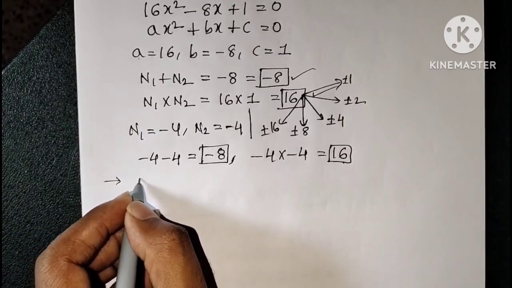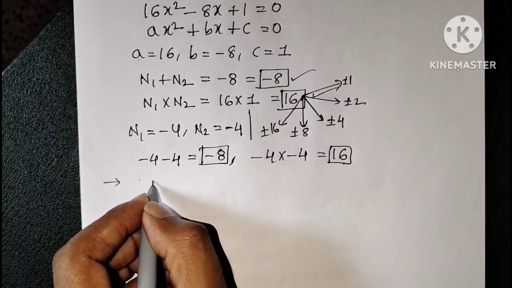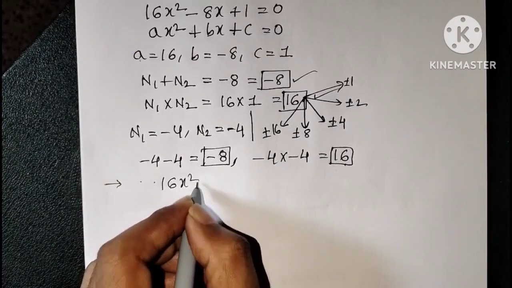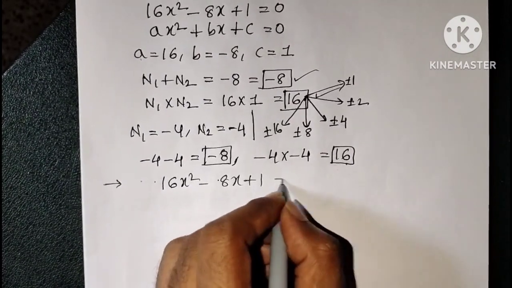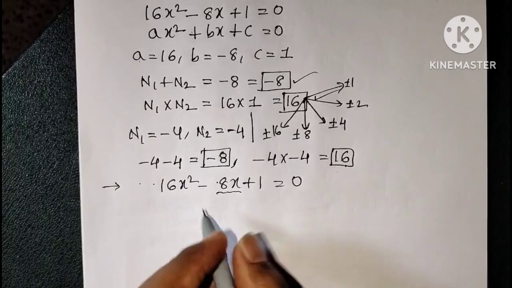So we have to split the middle term. Next step is we have to split the middle term. First of all, note down the quadratic equation: 16x square minus 8x plus 1 is equal to 0. We have to split the middle term using n1 and n2.